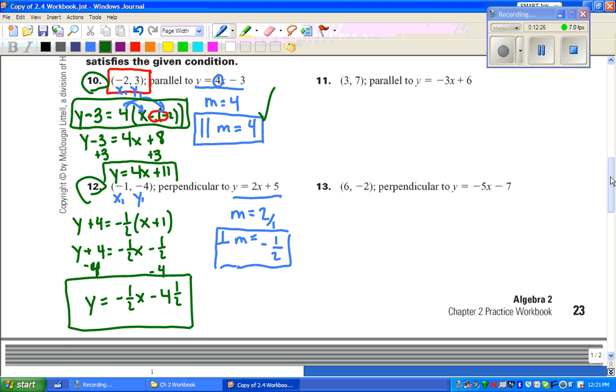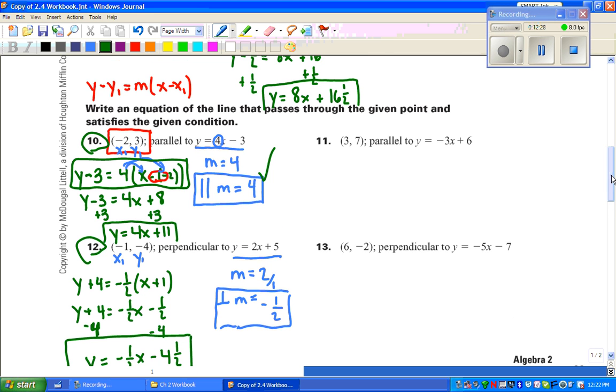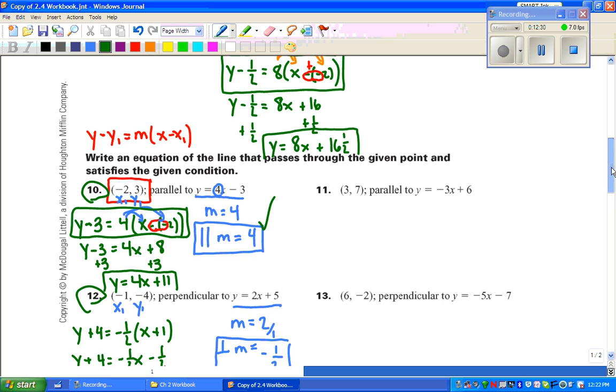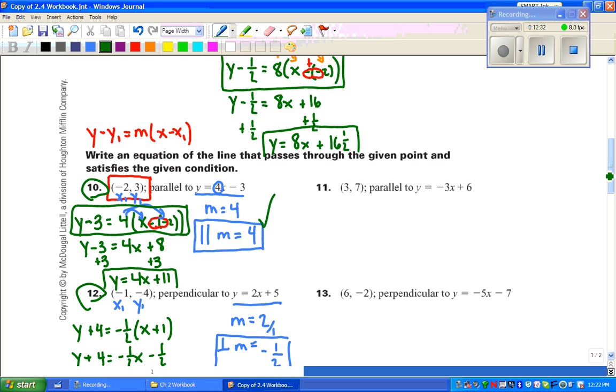Okay, so that's day 1 right there, guys, of writing the equation of lines. Hopefully after today you realized what slope-intercept form is and when to use it, what point-slope form is and when to use it, and then how to transform that into slope-intercept form. All right, we'll come back tomorrow. We'll talk about section 2.4, and then we'll do day 2 with that.